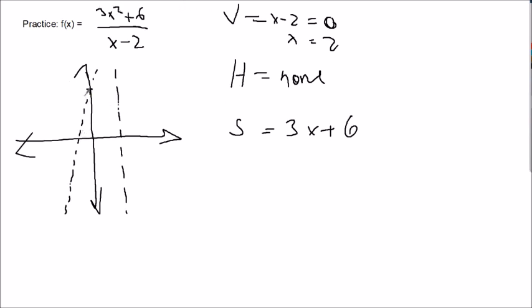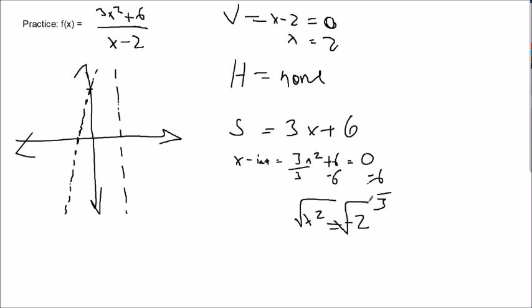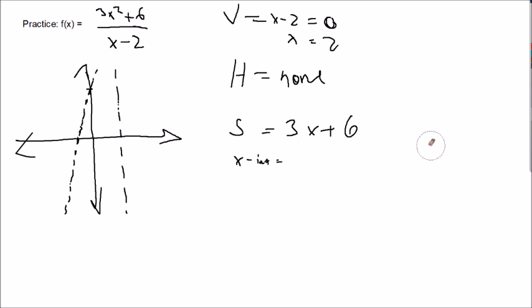Okay, 3x squared plus 6 over x minus 2. Let's find the x-intercept. The x-intercept is when the top is equal to 0. So 3x squared plus 6 is equal to 0. Subtract 6, divide by 3, x squared is equal to negative 2. And there's something wrong here because you can't take the square root of a negative. Therefore, there are no zeros in this equation.